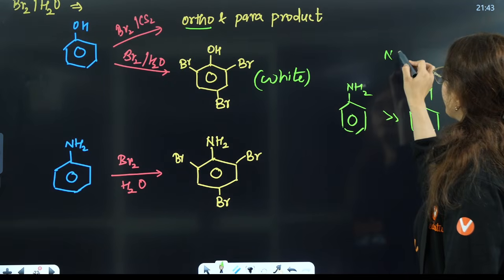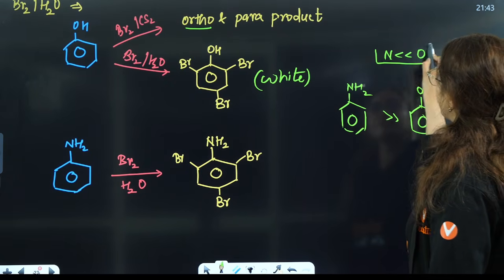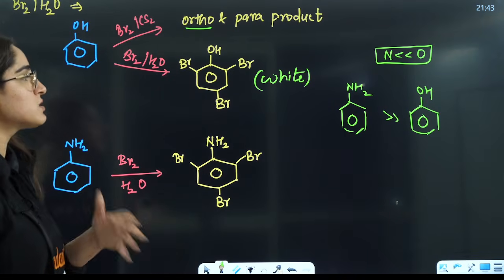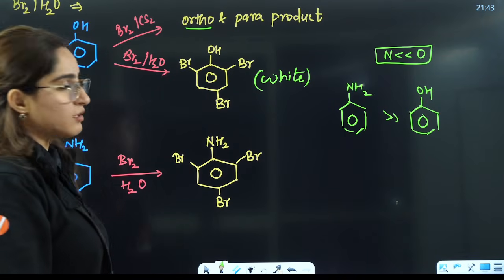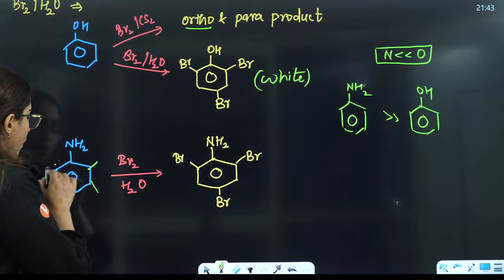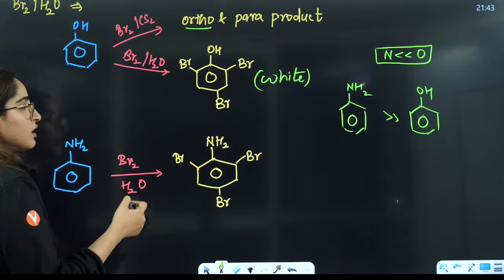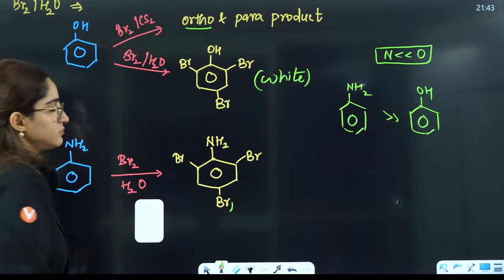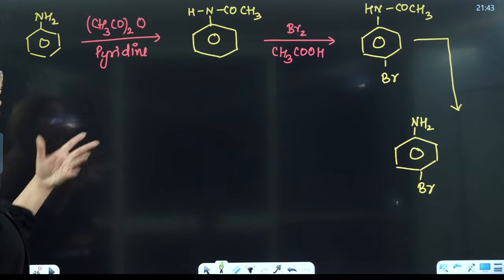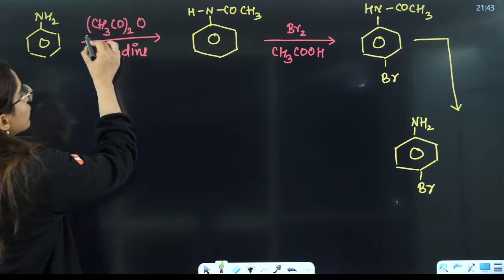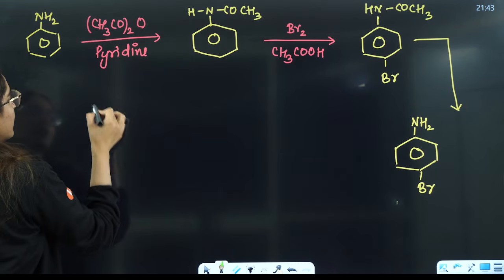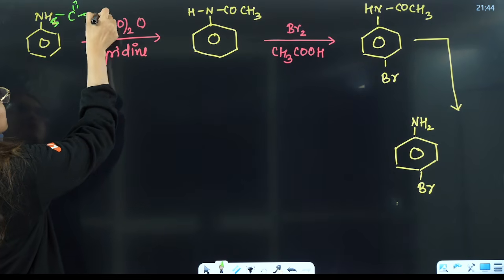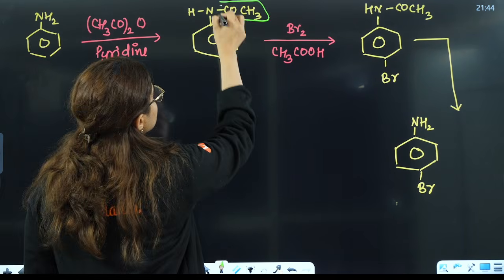Because nitrogen has less electronegativity as compared to oxygen, so nitrogen is not so clever, it will directly give the lone pair, so it is more donating. So these positions are more reactive, so here always tri-substituted product will be formed. But if you are saying, ma'am, I want to have mono-substituted, you need to do acetylation, that is you need to convert one hydrogen over here to C double bond O CH3. So this will be replaced by C double bond O CH3.